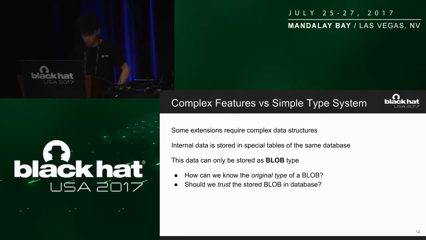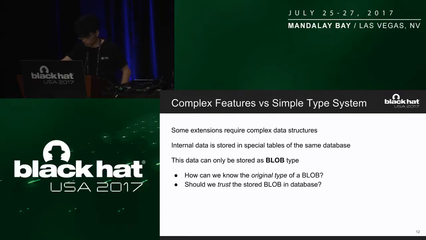Now you may find the problem of SQLite. Some extensions like FTS3 or R-Tree modules require complex data structures. They have some internal data that are stored in the same database. As we know, there are only 5 types of fundamental data. So the internal data can only be stored as the blob type. Now here are the questions. How can we know the original type of the blob data? And should we trust the stored blob data in the database?